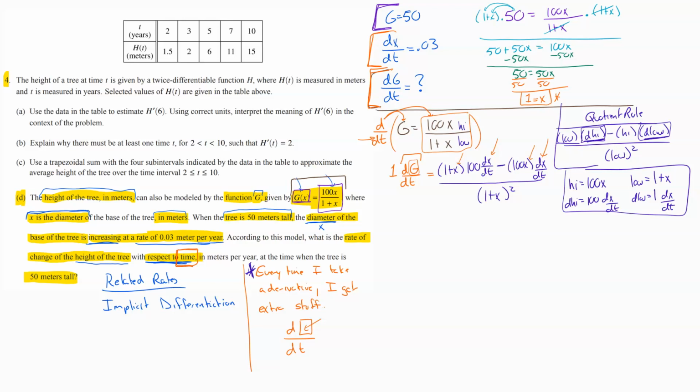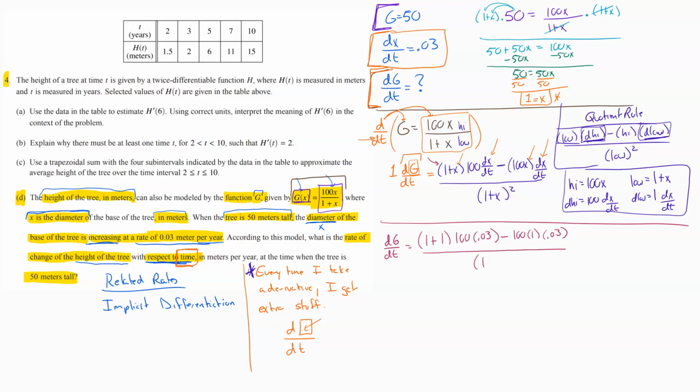So I now have my x value. I've got my x value to plug in. I've got my dx dt to plug in. So now I'm going to start plugging everybody into this formula down below here. So we're going to get dg dt equals, now we're plugging into our equation here. So 1 plus x, which we just got out as 1, times 100 times dx dt, which is 0.03, minus 100 times x, which is 1, times dx dt again, which is 0.03. And all of that is over 1 plus x is 1 squared.